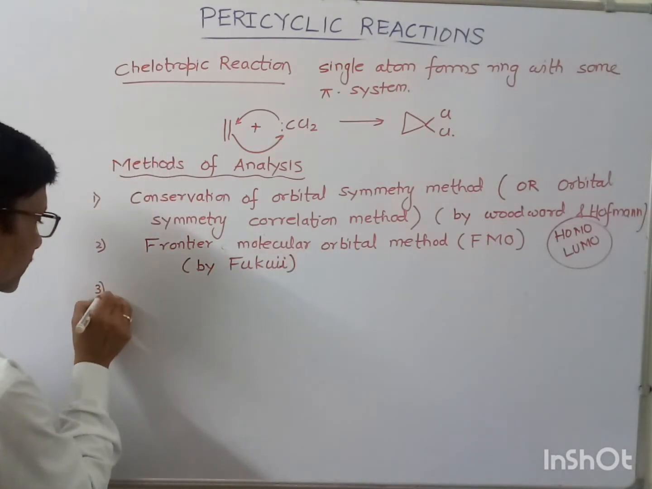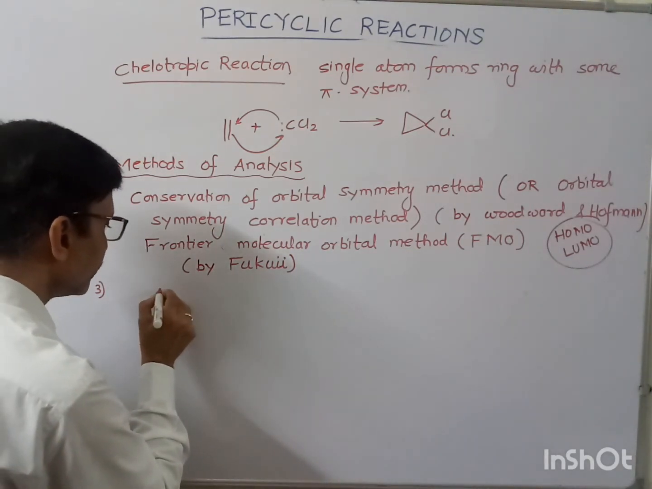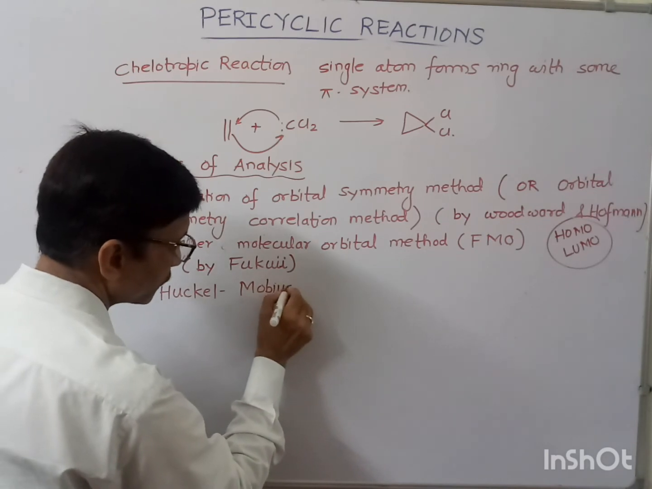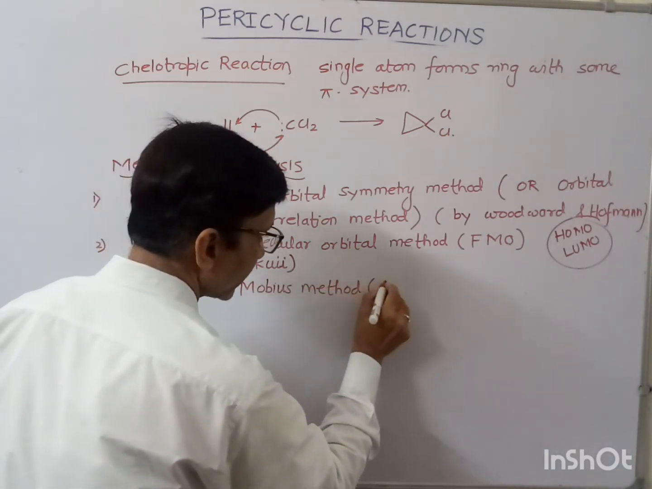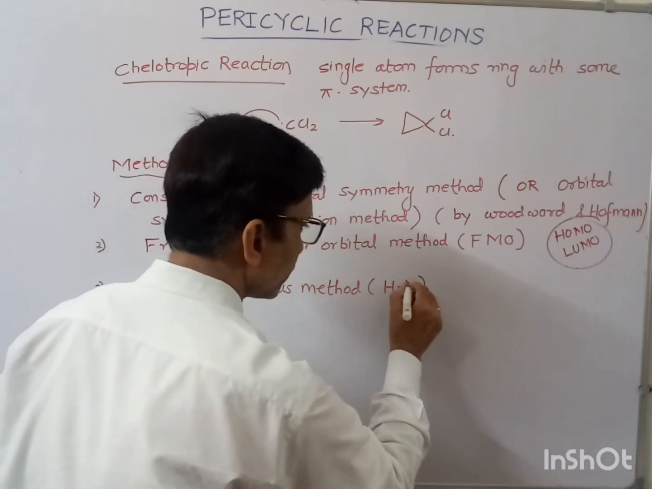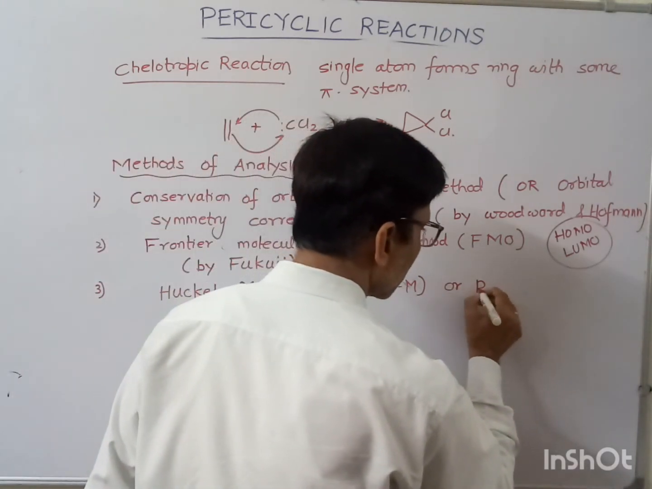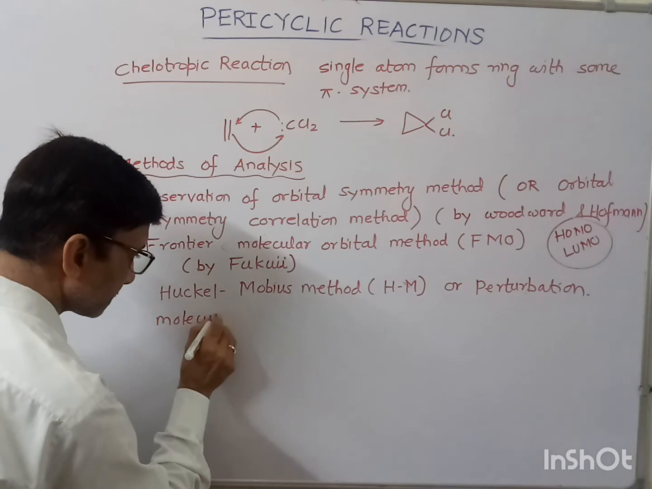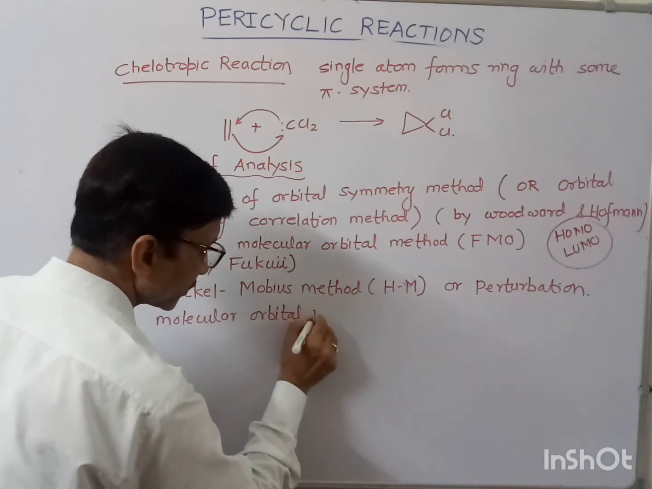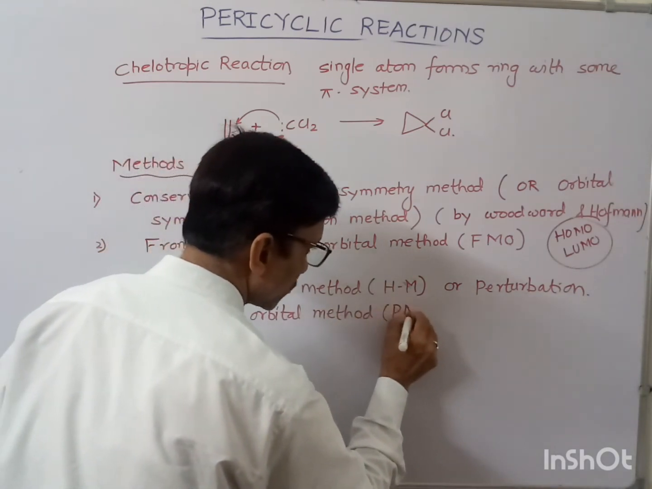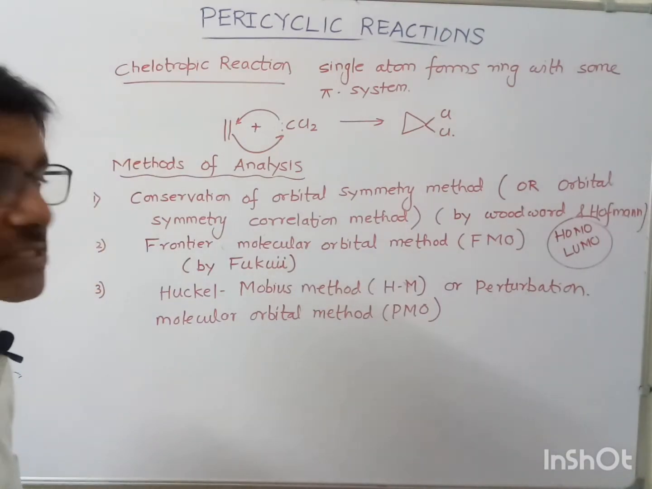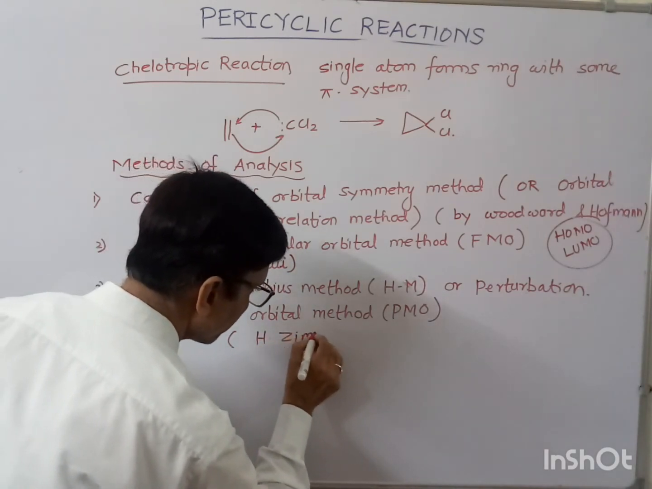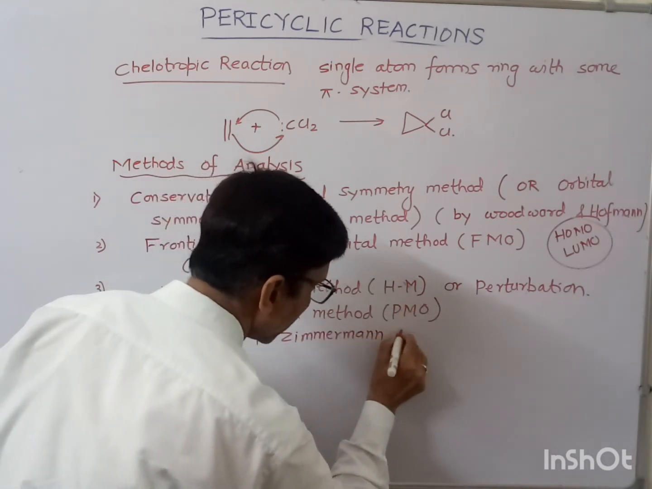And the third method is the Huckel-Mobius method. In short, we can write it as the HM method, or it is also called the PMO method, the perturbation molecular orbital method. This was given by Zimmermann and Dewar.